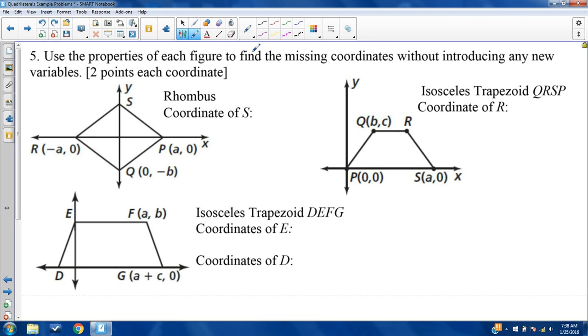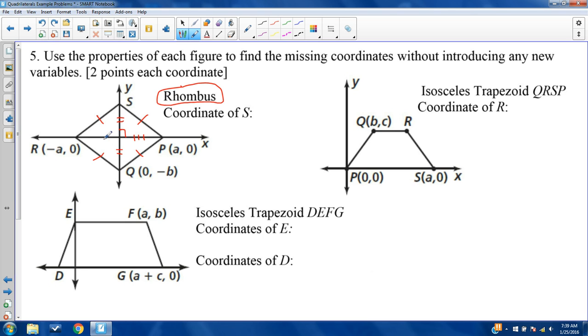Okay, use the properties of each figure to find the missing coordinates without introducing any new variables. So what's going to happen here is you're going to look at things very generically and try and determine what it is based on the shape that's given and the coordinate points that are given. So in this case you have a rhombus, which means all sides are congruent. Now all of your vertices here are meeting at axes, right here, the y-axis and x-axis, and the diagonals are perpendicular bisectors of each other.